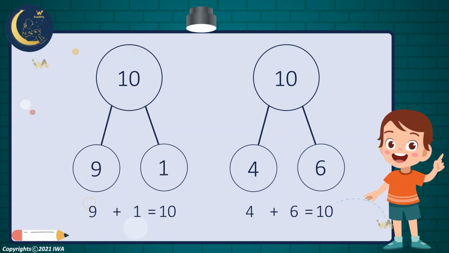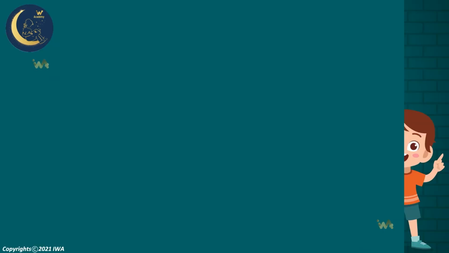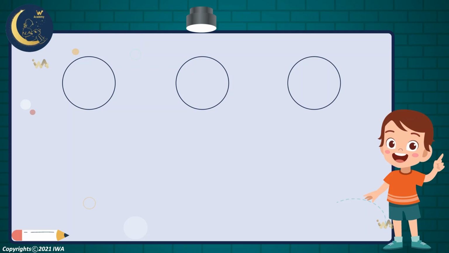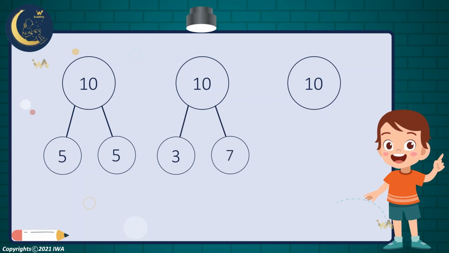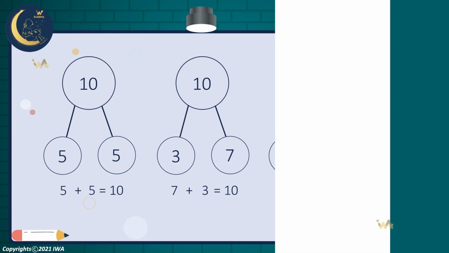This means that the number 10 is made up of number pairs. These pairs are added to get the number 10. There are other number bonds for 10. They can be found similarly. Number 10 is made up of 5 and 5, or 3 and 7. It is also made up of 2 and 8. When we write through addition sentences, we can see that 8 plus 2 equals 10, 7 plus 3 equals 10, and 5 plus 5 equals 10.